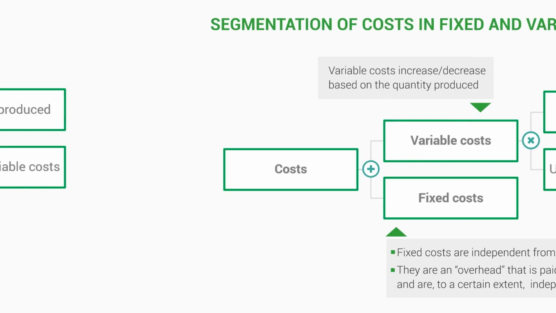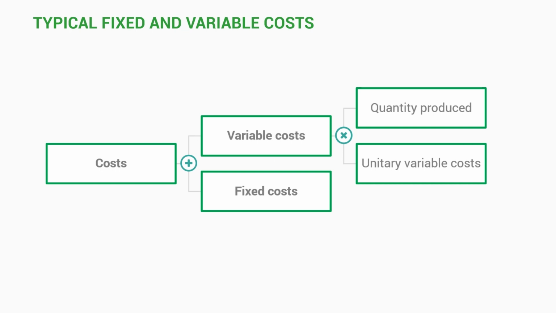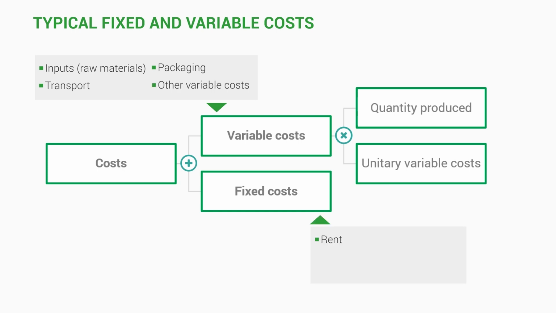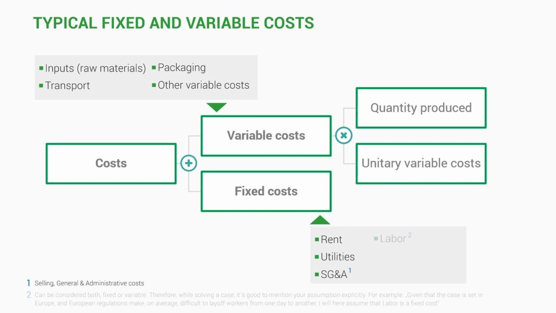To understand this better, let's look at some examples of typical fixed and variable costs. Variable costs include the inputs required for production, such as raw materials. They might also include packaging and transport for products. Fixed costs include things like rent, utilities, SG&A, and labor. It should be noted that labor can actually be considered as either a fixed or a variable cost.